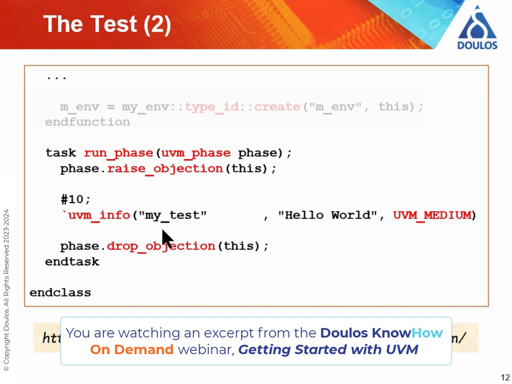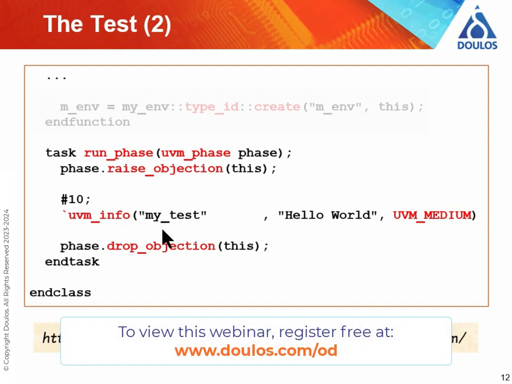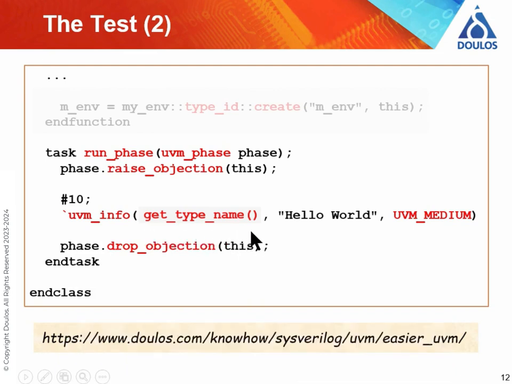In fact, you don't need to do that manually. As you can see here, there is a method which you inherit from a base class in all of the UVM component classes, which returns the class name as a string, getTypeName. So let's use that. The third argument is the verbosity level. The higher, the less likely that the message will be displayed. Be careful, there's a trap here.